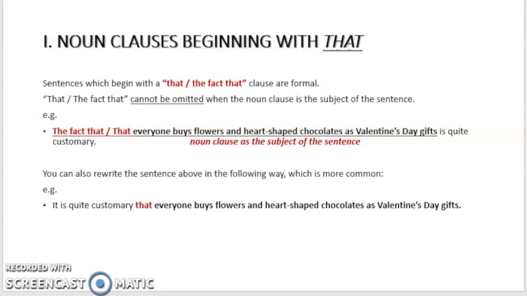Now, let's do some practice. Please look at the grammar handout and do task 4 on page 5 of your handout. Stop the video and do the exercise. When you finish, compare your answers against the answer key provided. Then press play.